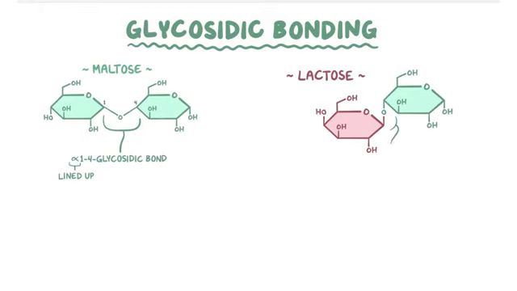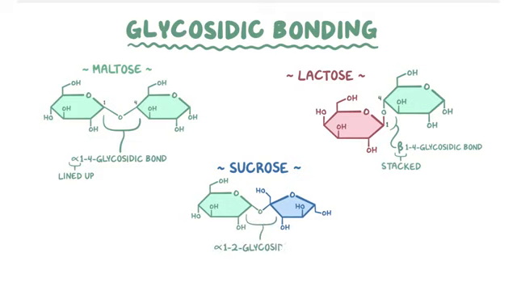Lactose, on the other hand, has a beta-1,4 glycosidic bond, meaning that carbon 1 of galactose and carbon 4 of glucose are bonded, but this time the molecules are stacked with one higher than the other. Finally, sucrose has an alpha-1,2 glycosidic bond, meaning that carbon 1 of glucose and carbon 2 of fructose are bonded.